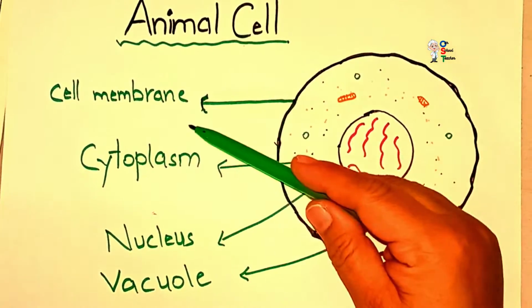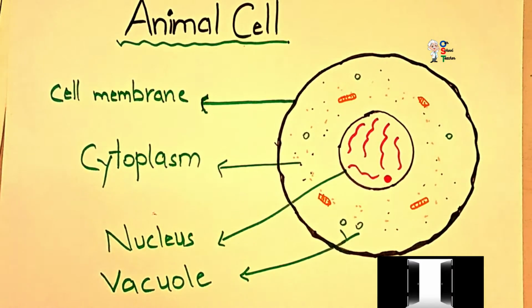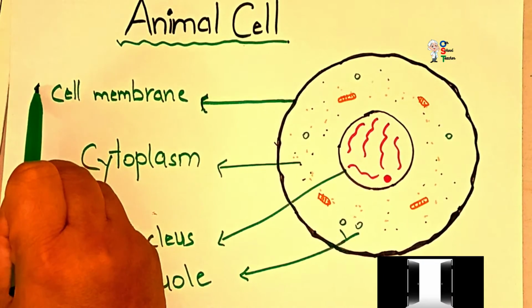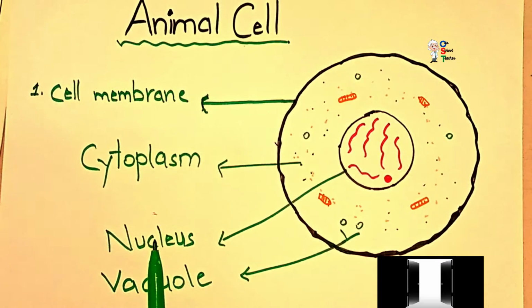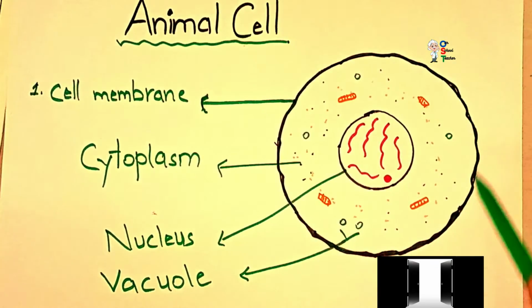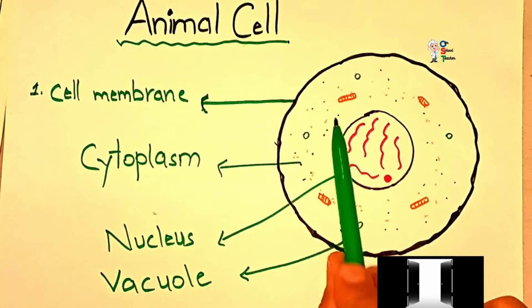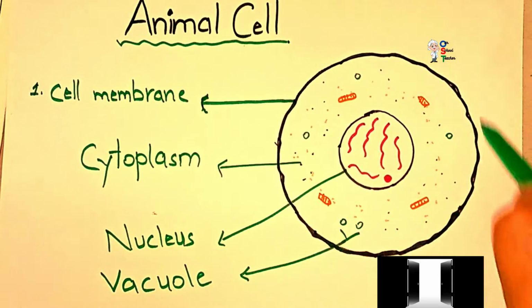Repeat with me: cell membrane, cytoplasm, nucleus, vacuole. And we are going to discuss one by one. First one, I would like to discuss cell membrane. You can see this is the outer covering of the cell. This is the thin skin that covers the cell.